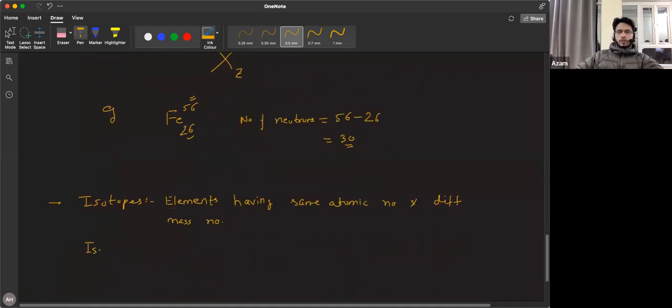Then what are isobars? Isobars have same mass number but different atomic number. So isobars have same, sorry, not same Z. They have same mass number, different atomic number.